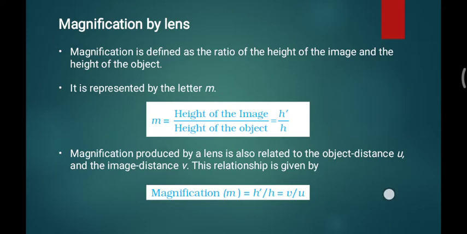The magnification produced by the lens is also related to the object distance u and image distance v. Now sometimes if we don't have the data regarding the heights of the object and image, then this object distance and image distance will help us to find the magnification. In which way? That formula: magnification m is equal to h prime upon h is equal to v by u, image distance upon object distance. In the case of the mirror, we have minus v by u, and in this case we have v by u. That is the simple difference between the magnifications of the lens and mirror.